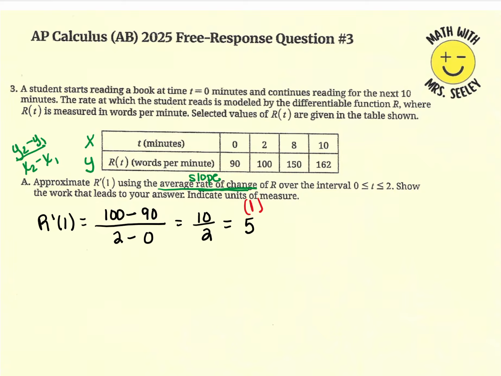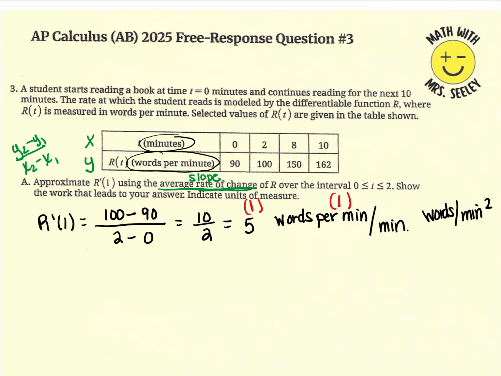So if I want to indicate units of measure, go back up over here, and we know it's the y's over the x's, so you could just write the words for y over the words for x. So I would say words per minute, because that's the expression that goes with y, per minute. That's the expression that goes with x. You could also write that as words per minute squared. If you were able to get your units of measure, give yourself another point.